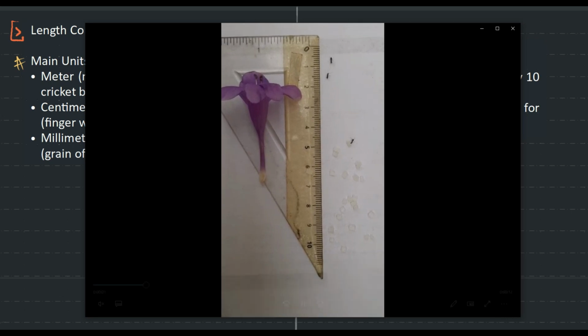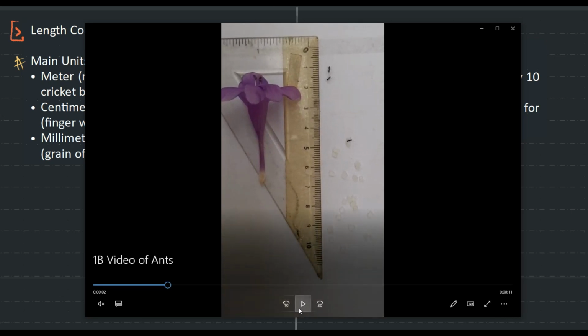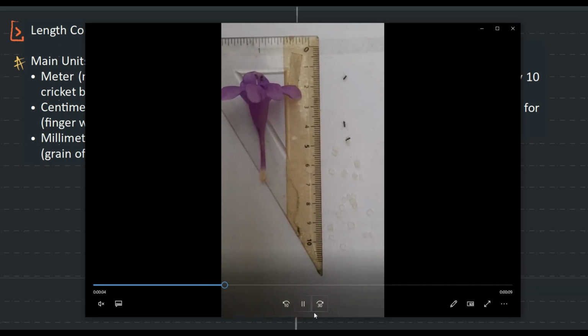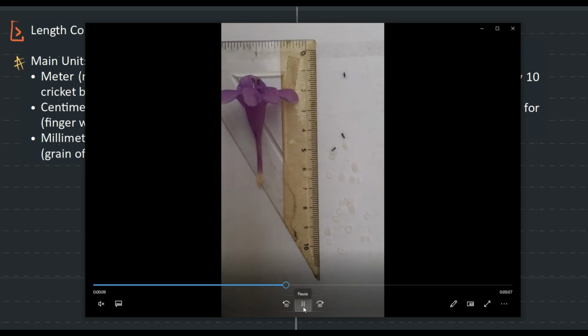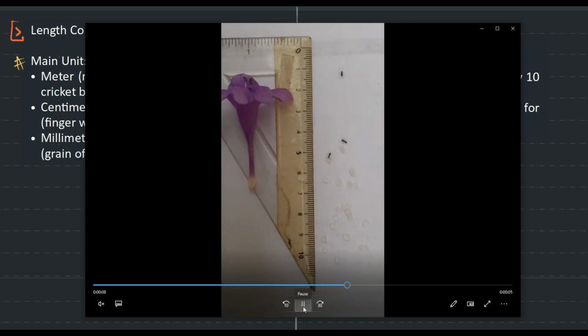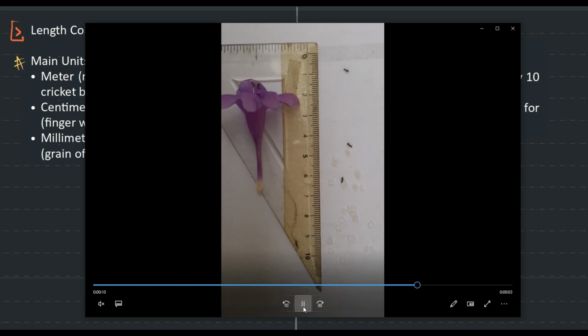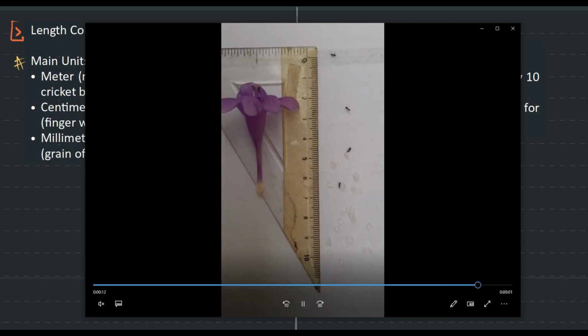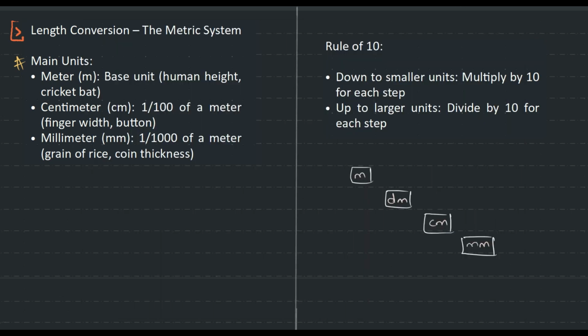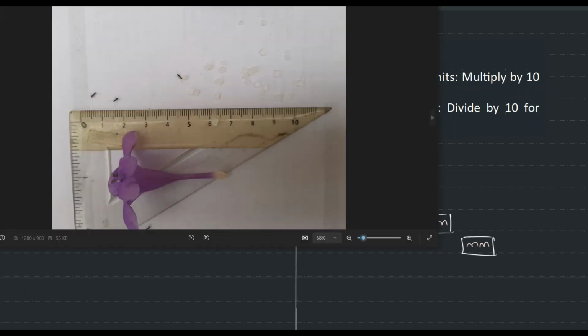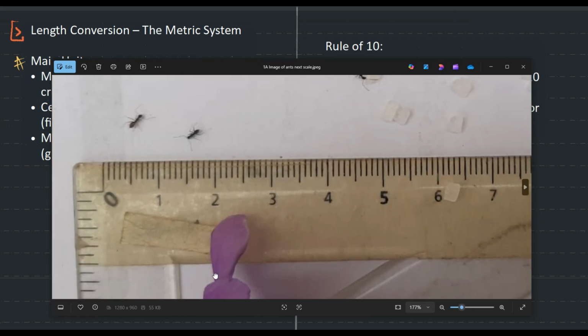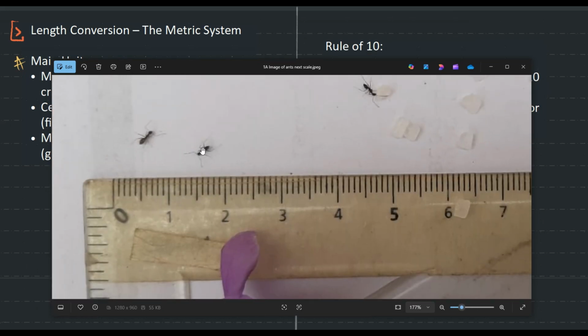So I have a centimeter scale over here, but you can see the ants, they're so small. It's not even a centimeter. So in this case, what should we do? Yes, we can use millimeter. This is a centimeter scale, so you can see this ant is not even a centimeter. So in this case, we have to use a millimeter.